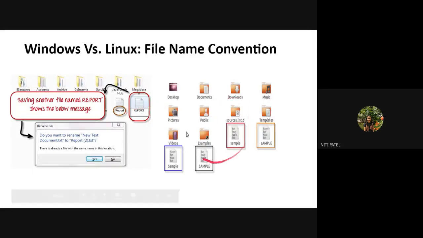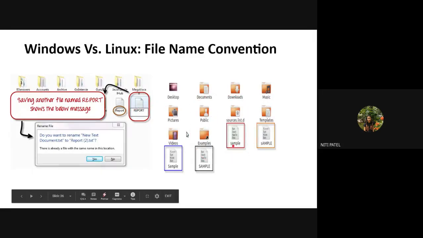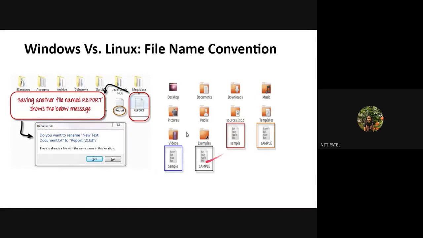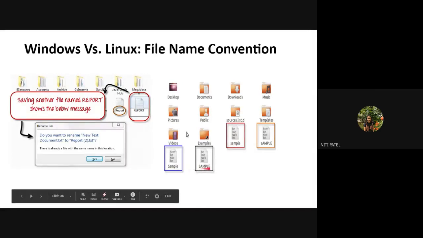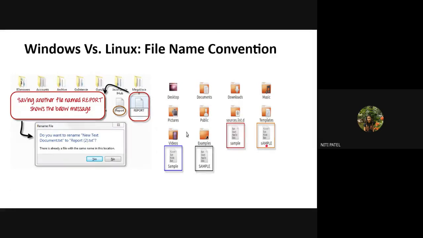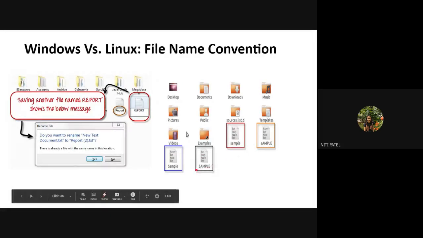But in Linux, I can have a file with sample, another file with sample, again a file with sample, and again a file with sample. If you observe all four files, there is only a change in the letters. Everything is small over here. S is small, rest is capital. Everything is capital, S is capital, rest is small.